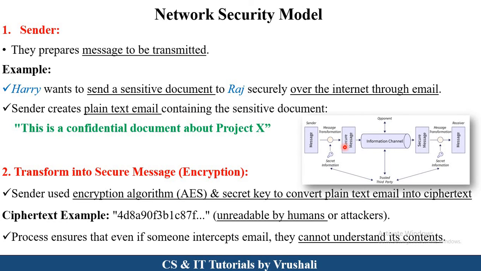They provide the encryption, and there are different types of encryption algorithms, for example, the AES algorithm. It converts the plain text into ciphertext. This ciphertext is unreadable by humans or by attackers, so this is called a secured message. Now this secured message is sent to the receiver through the information channel. Clear? So the first step is to generate a message in plain text format, and the second step is to convert this plain text message into the encrypted format.